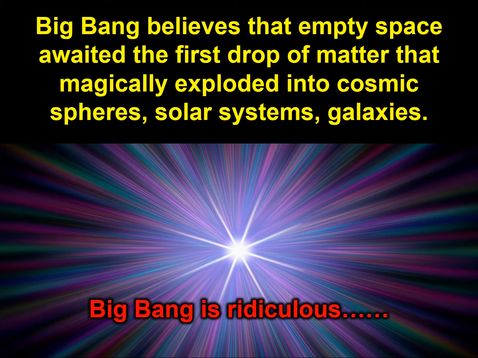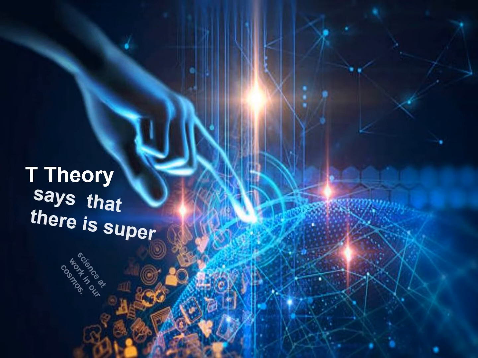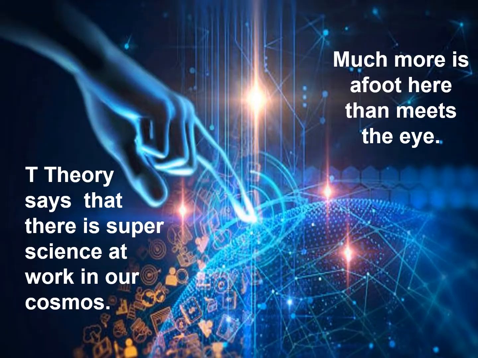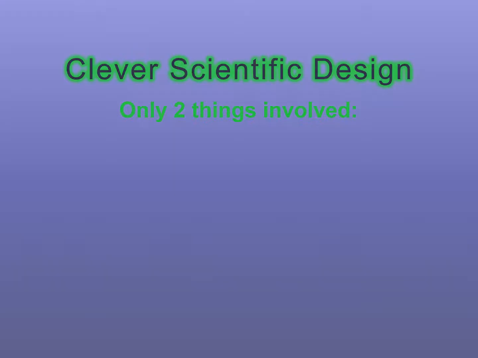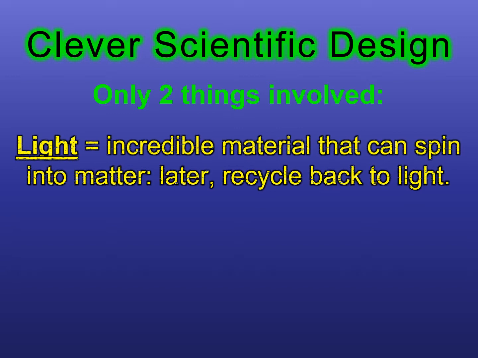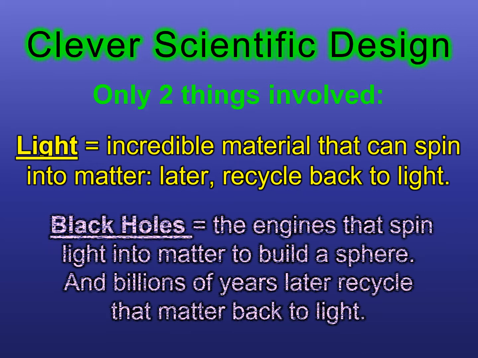Trillium Theory says that there is super science at work in our cosmos. Much more is afoot here than meets the eye. Clever scientific design. Only two things involved. Light is the incredible material that can spin into matter and later recycle back to light. And black holes are the engines that spin light into matter to build a sphere, and billions of years later recycle that matter back to light.